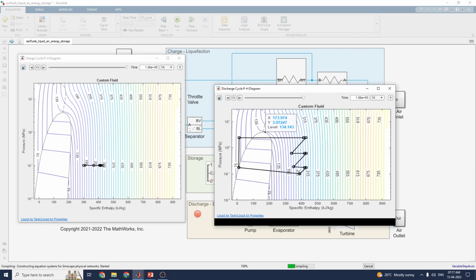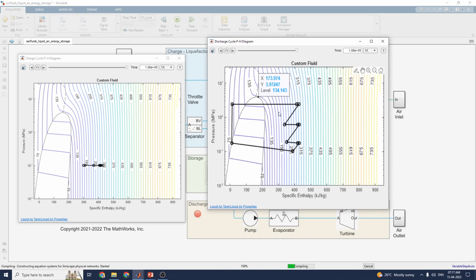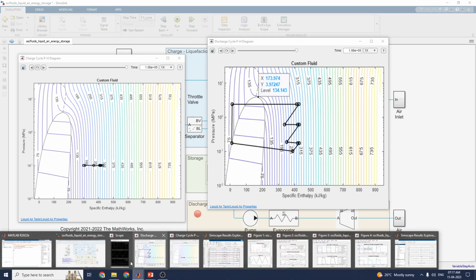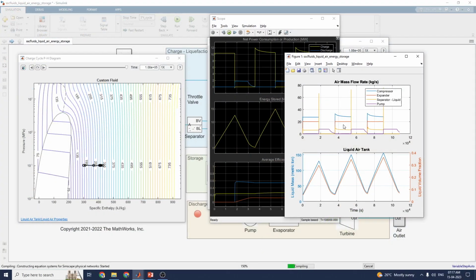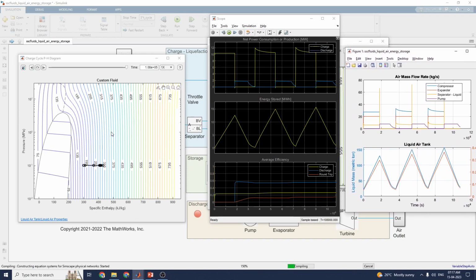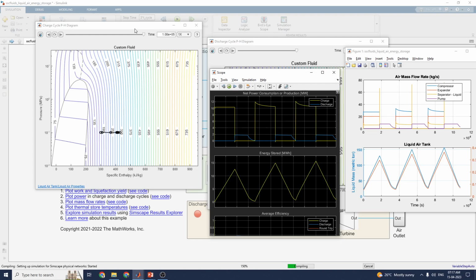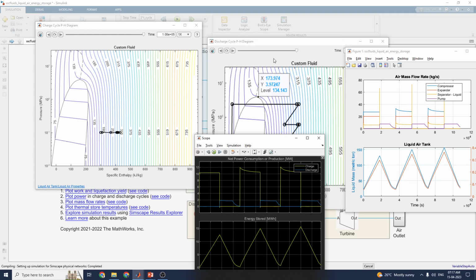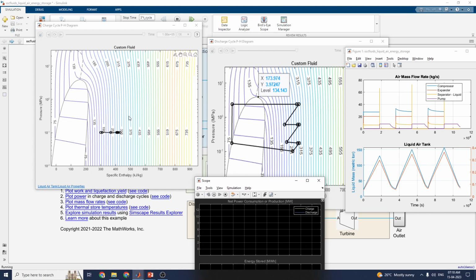I hope you enjoy this video on optimization, especially for the energy storage system. It takes some more time for running this one. It is three complete cycles, so it takes some more time. Now we can see the result. You can see the movement of charging and discharging.